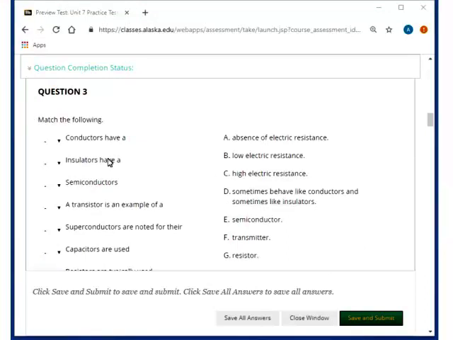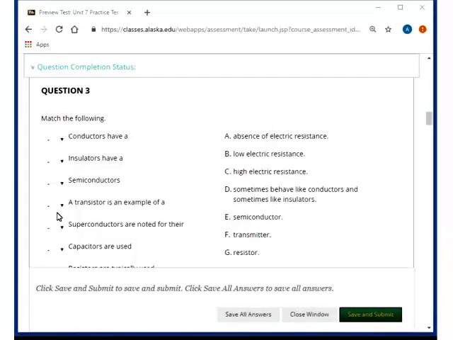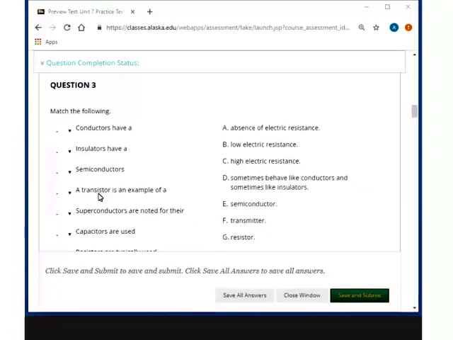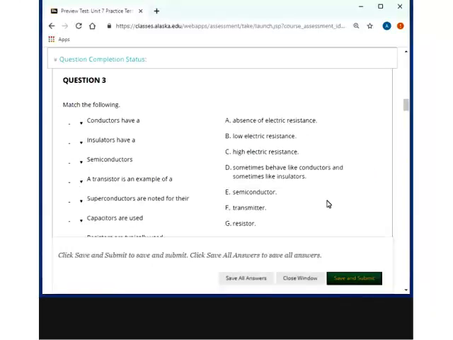Let's see, they are in a certain order, so let's look at them. Conductors have a low electric resistance. Insulators have a high electric resistance. Semiconductors sometimes behave like conductors and sometimes like insulators. A transistor is an example of a semiconductor. I'm really not covering it in this course, but I figured I'll just put it in here. Superconductors are noted for their absence of electric resistance.